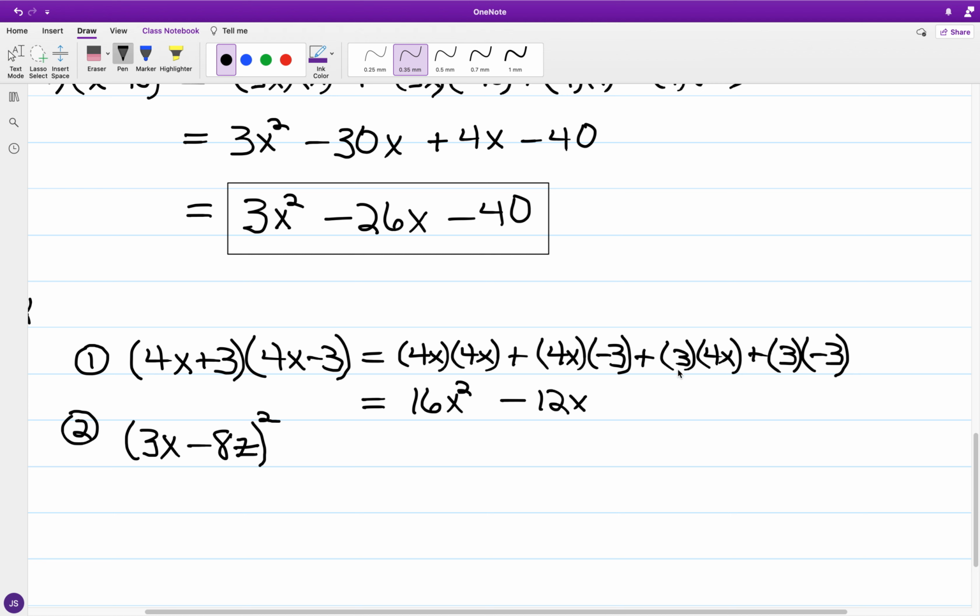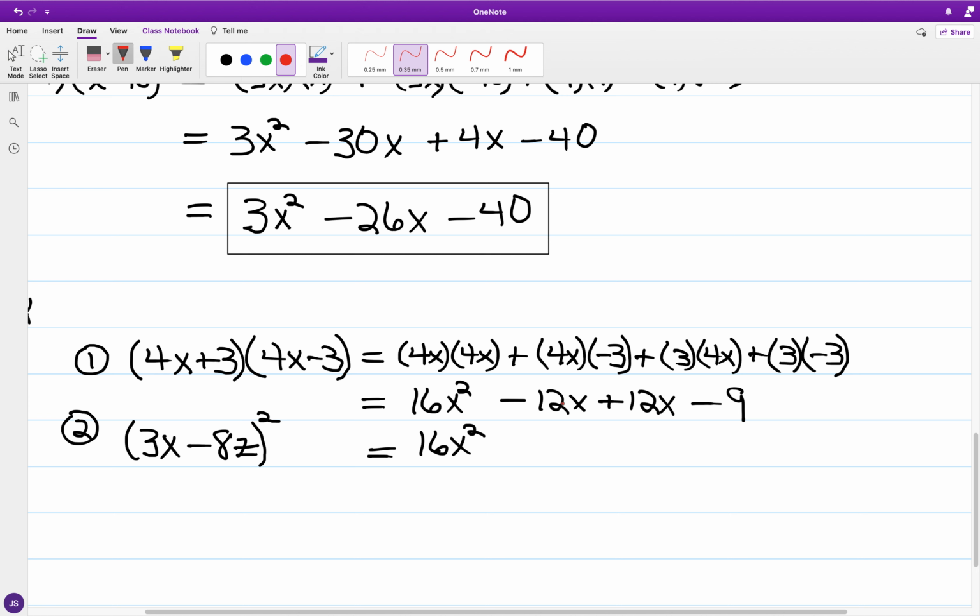Then for the inside product, we have 3 times 4x, so this will be a positive 12x. Then we have 3 times negative 3, so this will be a negative 9. And in terms of the follow through, so you have 16x squared.